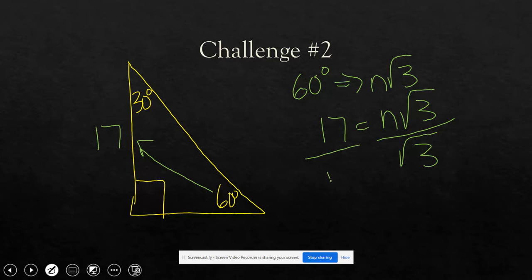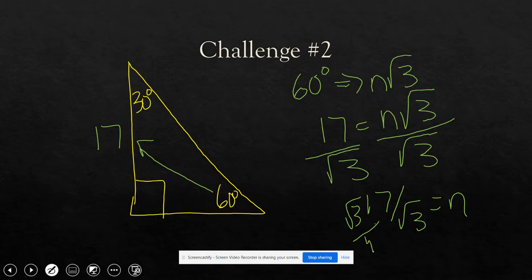Divide by the square root of 3 to get that n by itself. And then again, rationalize the denominator by multiplying the top and the bottom by the square root of 3. And so our n is 17 square root of 3 over 3.